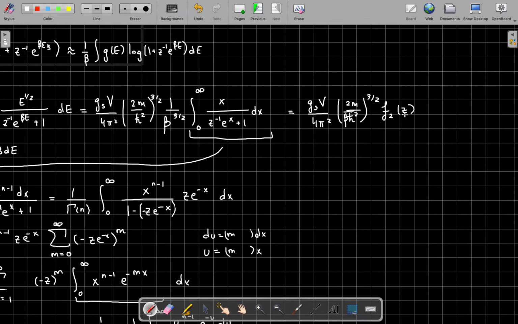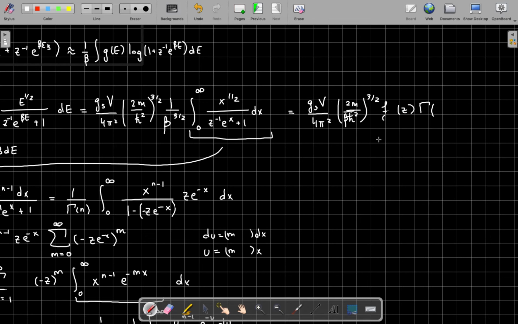And actually I can write this in the following more f of 2z, yeah, plus times f gamma of 3 halves. Okay, so here we should have had a 1/2. So we can write this as g of s v over 4 pi squared 2m over beta h bar squared to the power of 3 halves, right? I brought this beta into this parentheses. Then I have this integral, right?